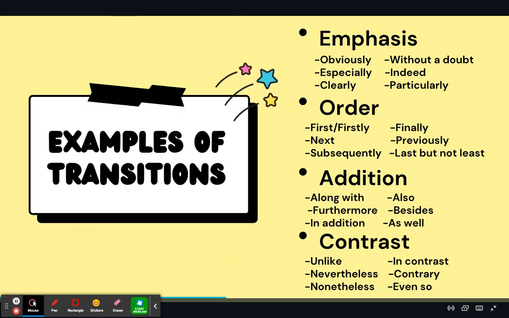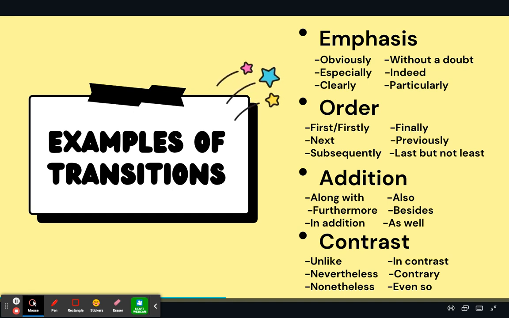There's lots of different types of transitions and dozens of different transition words or phrases. Some different ways that you can use transitions are to create emphasis. So you might use the words like obviously or clearly or indeed. You can also use transitions to show the order of events. So, first, second, subsequently, finally. You can use transitions to add an addition to what you're talking about or your idea. So, words like along with, or in addition, besides, or as well.